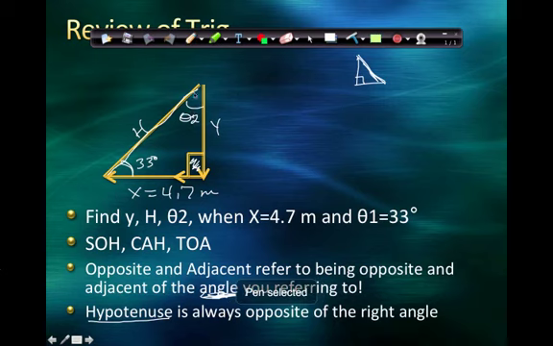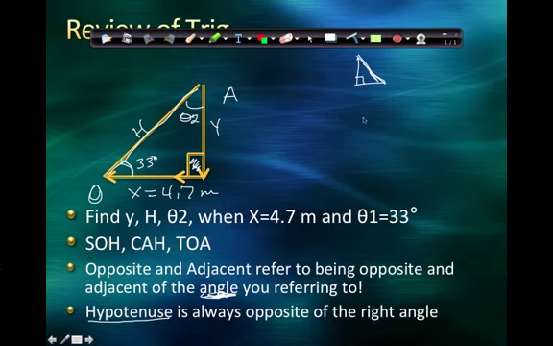And it will change depending on your angle. So let's look at this angle now. When I'm referring to this angle, this will still be the hypotenuse, but now this side is touching this angle. So then this side becomes the adjacent, and this side is not touching this angle, so this side becomes the opposite side. So it really depends on whatever angle you're referring to.